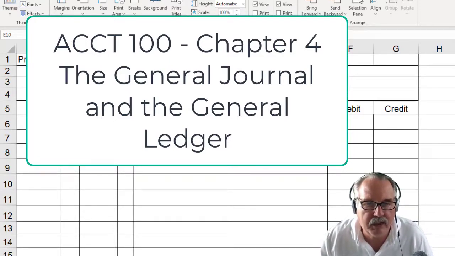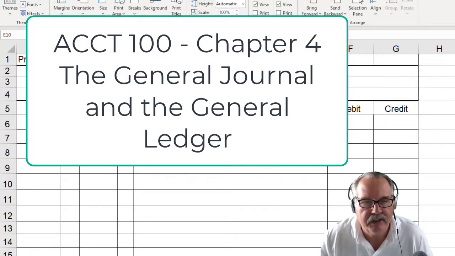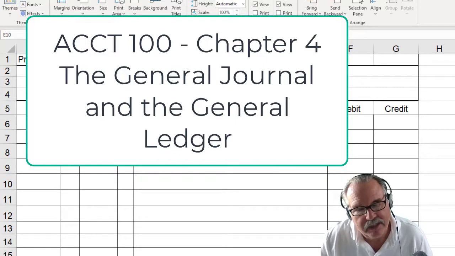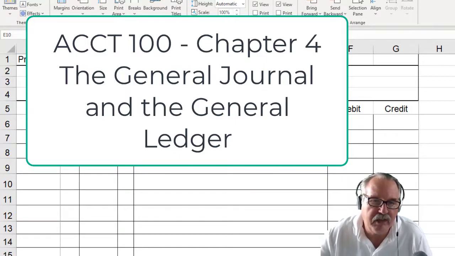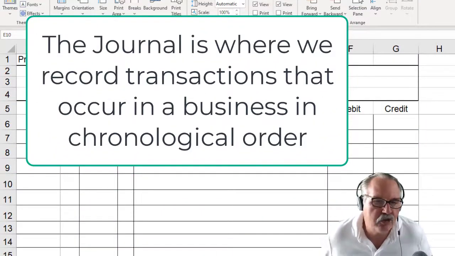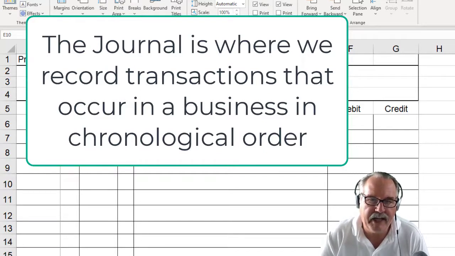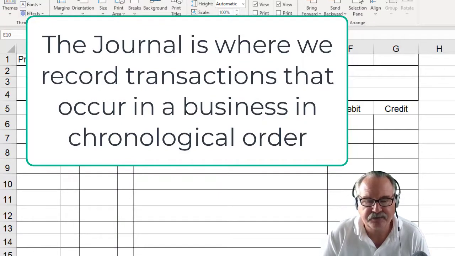With this, we're going to look at the General Journal and the General Ledger. General Journal is what we call the Book of Original Entry. You could call it the Bible of the business. So the journal is where we record transactions that happen in the business in chronological order.